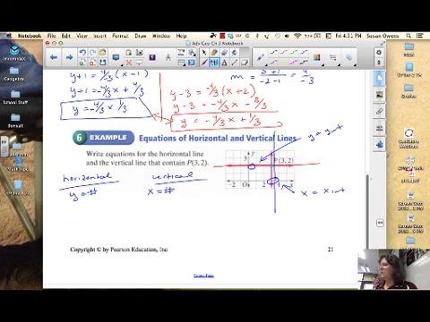So when I think about these, horizontal, I always think, what axis does it cross? Now, the horizontal line can run along the x-axis, but it's always going to cross the y-axis. So a horizontal line is always going to be y equals. Vertical always crosses the x-axis, so it's going to be x equals. Okay, so for this problem, the horizontal line is going to be y equals, and then I just find the y-coordinate of the point. So y equals 2. And for the vertical, it's going to be x equals, and then I hunt for the x-coordinate, x equals 3, and there's my answer.